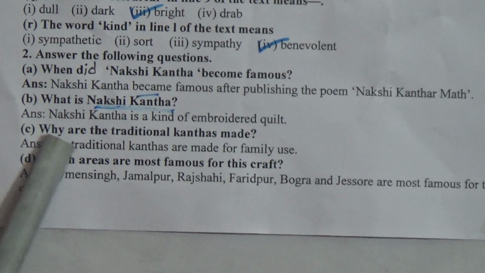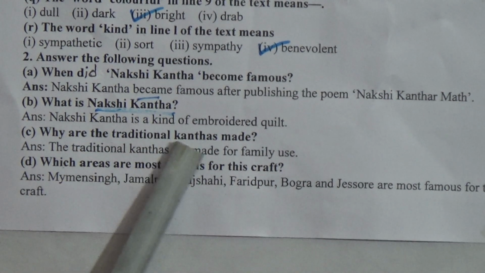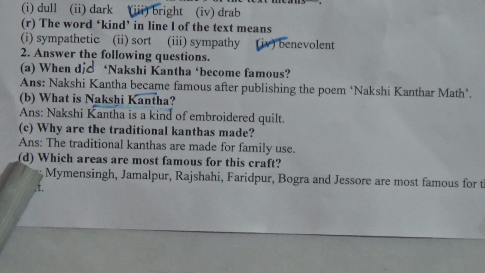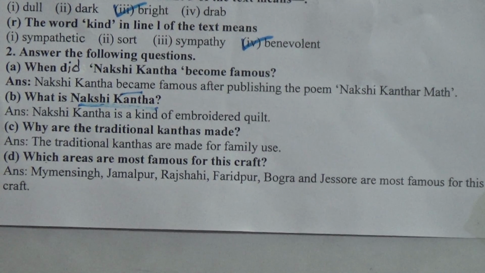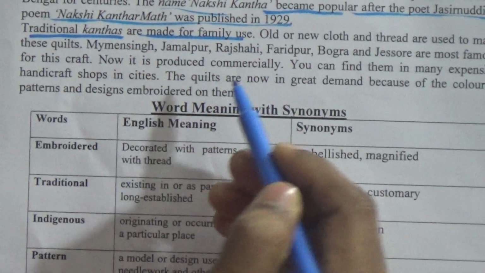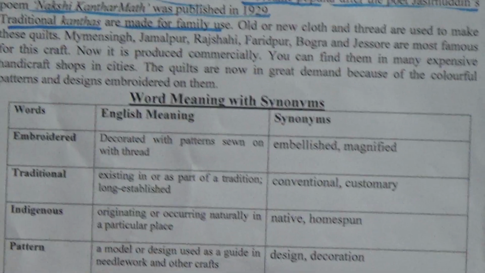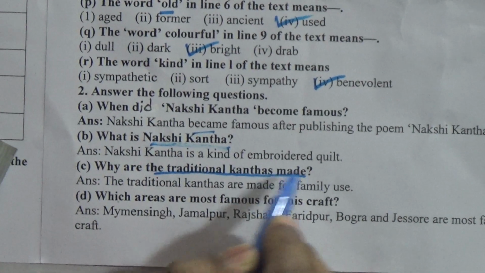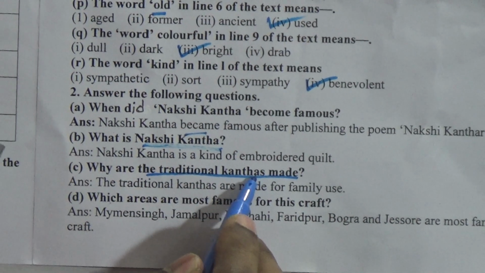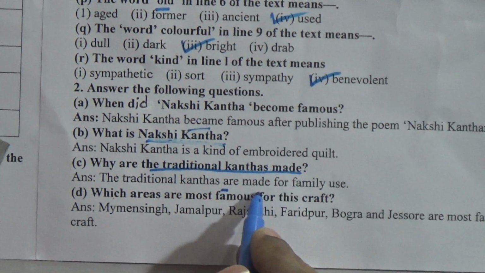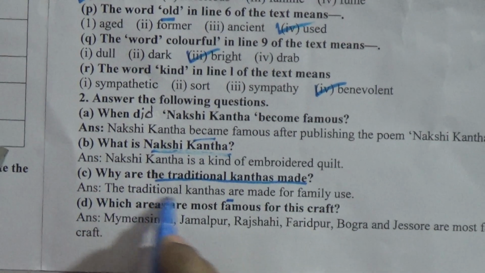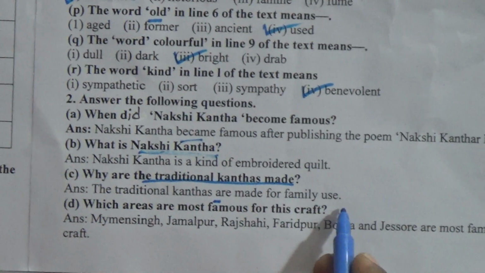Number C. Why are the traditional kanthas made? You can see in the passage that traditional kanthas are made for family use. So, our answer will be, we have to take the subject first. Again, this is the subject. The traditional kanthas, then verb, are, and then the main verb will come. The traditional kanthas are made for family use.